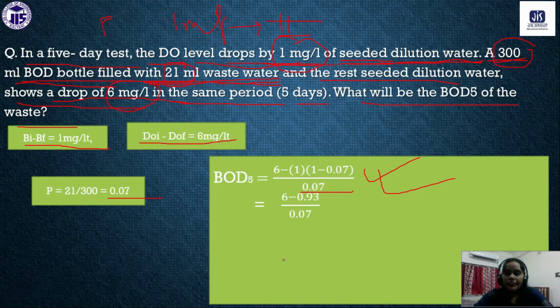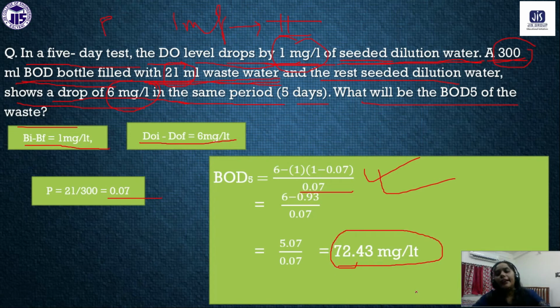Then 6 minus 0.93 divided by 0.07, and the total BOD5 of the wastewater is 72.43 milligram per liter. This will be the answer. This will be the value. Okay.